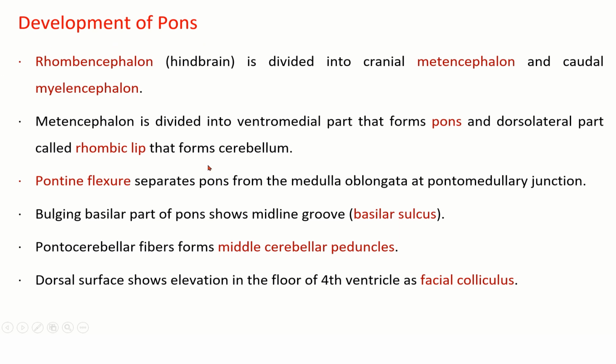Then development of the pons. The metencephalon will form the pons and cerebellum. The metencephalon is divided into a ventromedial part, which forms the pons, and a dorsolateral part called the rhombic lip, which develops into the cerebellum. The pontine flexure separates the pons from the medulla oblongata at the pontomedullary junction. The bulging basilar part of the pons shows a midline groove called the basilar sulcus. The pontocerebellar fibers form the middle cerebellar peduncle. The dorsal sulcus shows an elevation in the floor of the fourth ventricle as the facial colliculus.